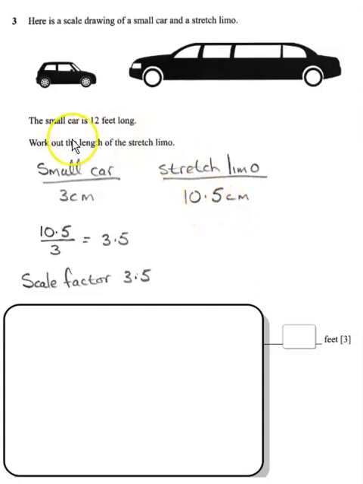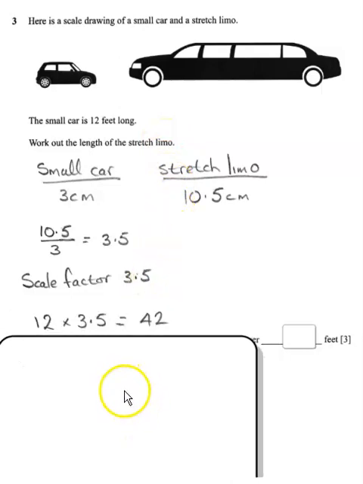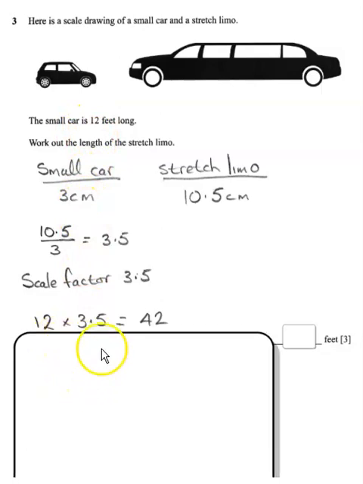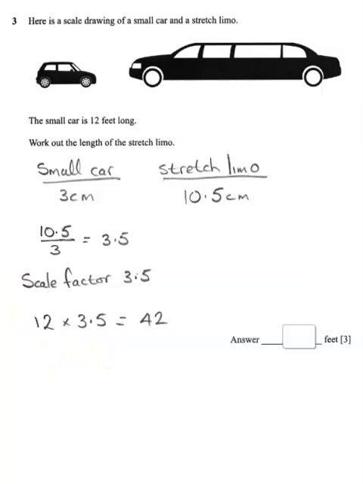So the question says, work out the length of the stretch limo. So we've done 12 feet times 3.5, which is 42 feet. So if the small car is 12 feet long, we times it by 3.5 and it's 42. So 42 feet is the size of the stretch limo.